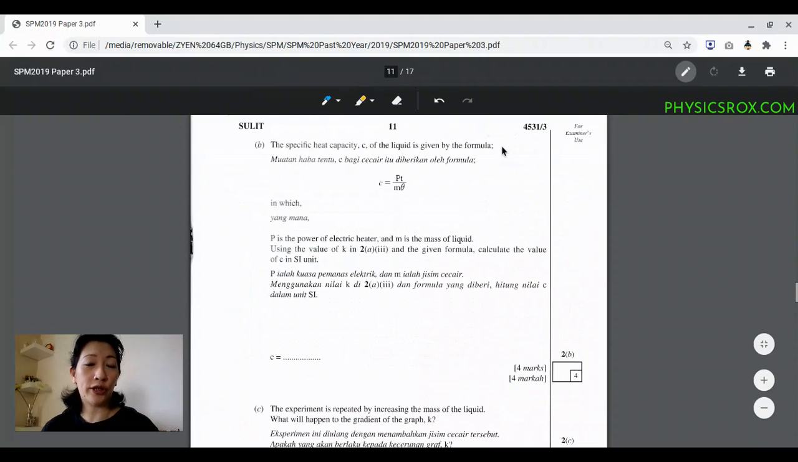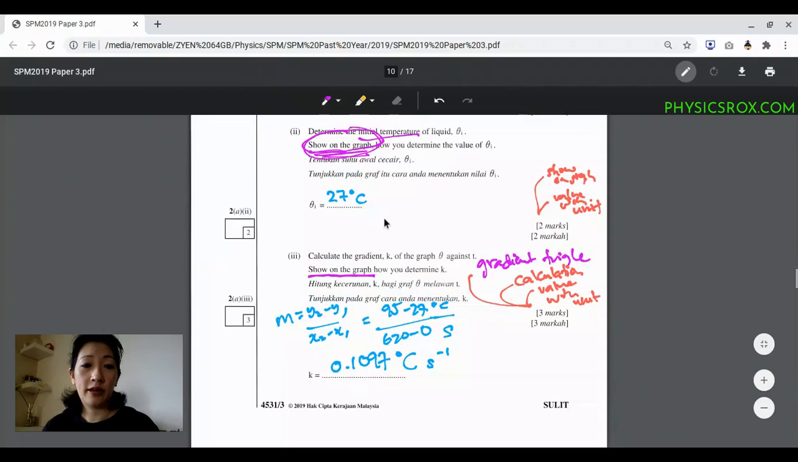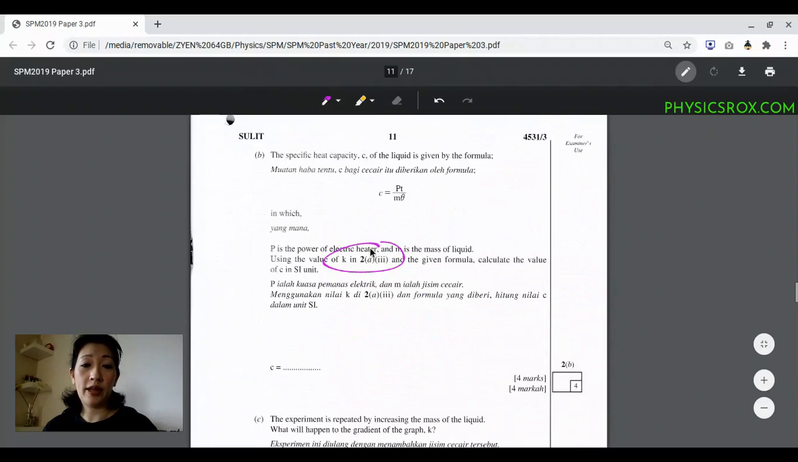Okay, so now we've come to the next question, and typically the next question always requires you to use the gradient in some way if you have to calculate something for a new formula over here. If you read the question carefully, it does say using the value of k in A3. K in A3 is what? The gradient, right? So you need to use the gradient that you calculated in A3 within this question. Now, if you look at the formula, you're like, but where does K fit in? Some questions give you the K symbol in the formula itself, and some don't. Now, if they don't, how do you solve the question?